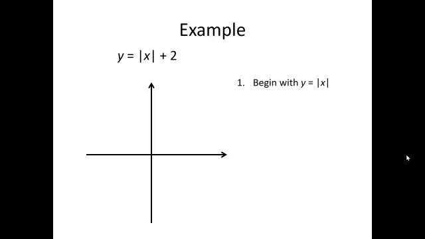If you remember, the absolute value of x goes through 3 points. We have (negative 1, 1), (0, 0), and (1, 1). We can draw our V-shaped curve through those 3 points, and this is our initial library function.